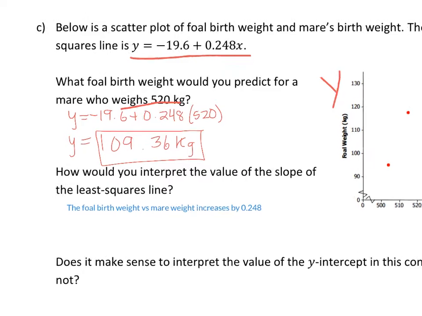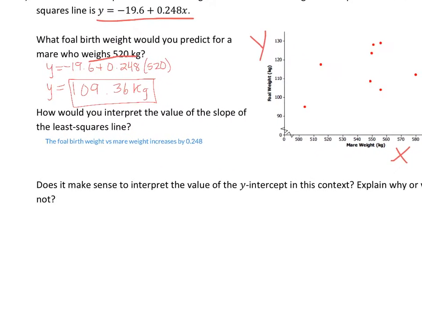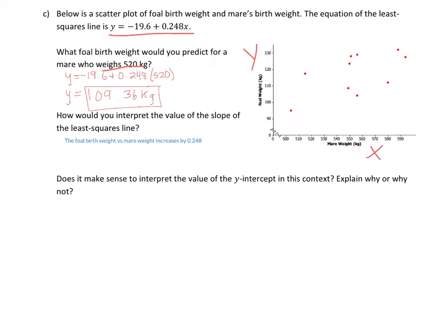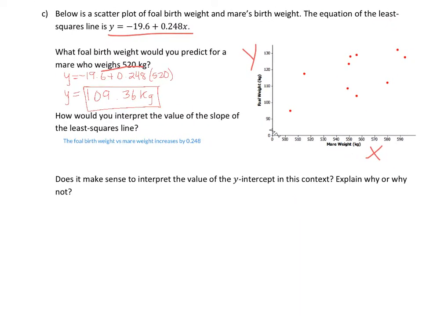So this is an interesting question here. Does it make sense to interpret the value of the y-intercept in this context? Explain why or why not. Well, our y-intercept, if we look up at our equation, is negative 19.6. Remember, we're talking about foal weight versus mare weight. So when we do this, the y-intercept would be the y value, which is our foal birth weight, which is negative 19.6. You can't have a foal that is born at a negative weight. It just doesn't make sense.